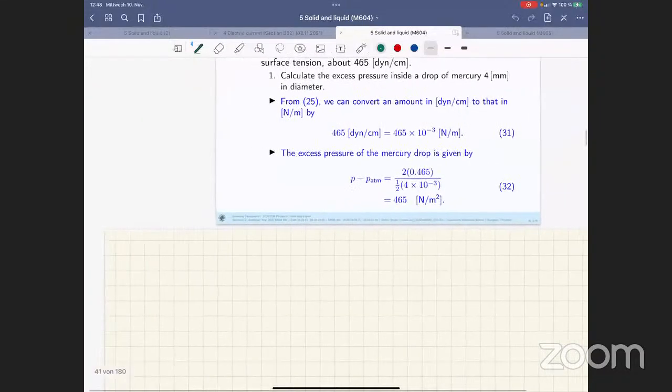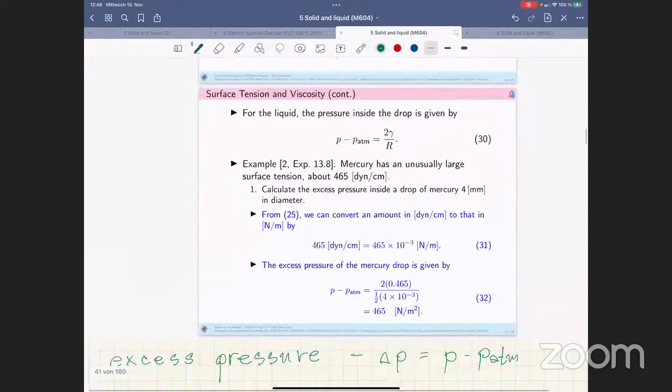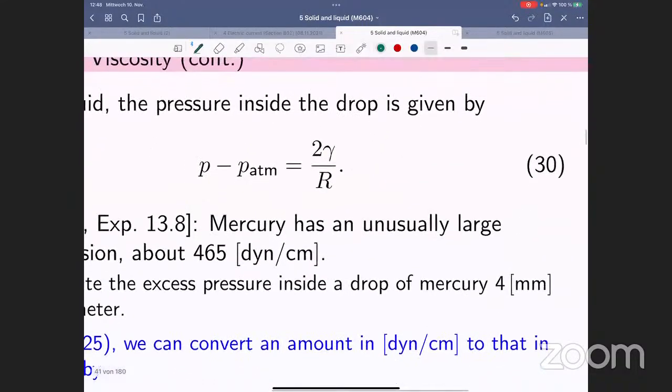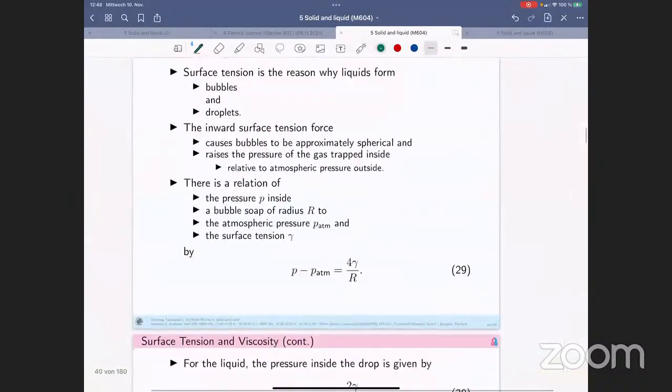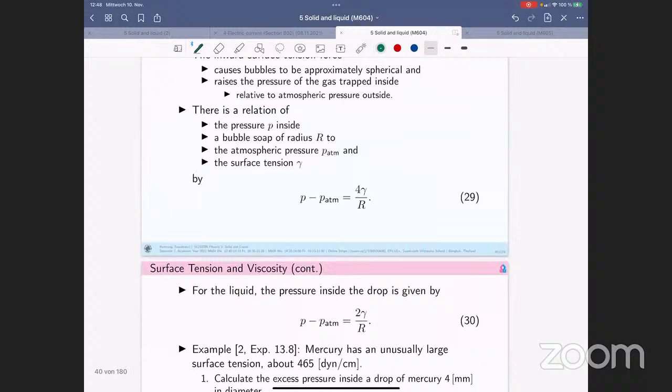Yeah, they asked us about the excess pressure, which is delta P, and it's equal to P inside minus P ATM, right? According to equation 30, it's 2 gamma divided by R, right? 2 gamma divided by R. This is for the liquid drop, and for the bubble we have to use a different one.